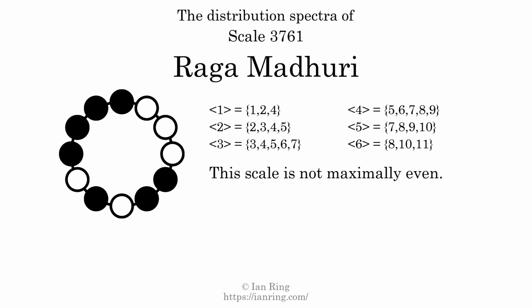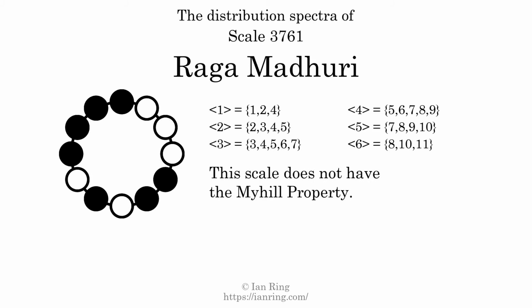The highest spectrum width is 4. Since this is greater than 1, we know that this scale is not maximally even. If every spectrum has exactly two specific intervals, we call that the Myhill property. This scale does not have the Myhill property. Since the generic interval ranges overlap, this scale is an improper scale.